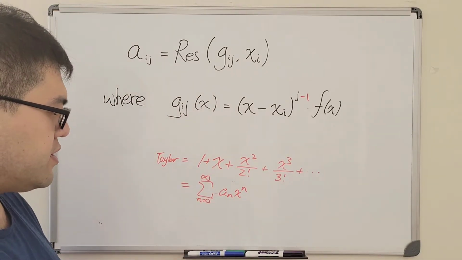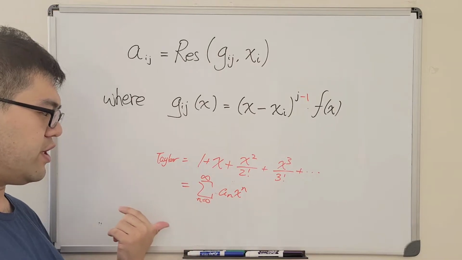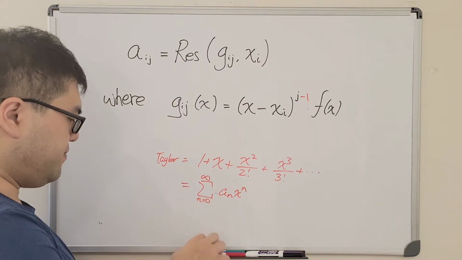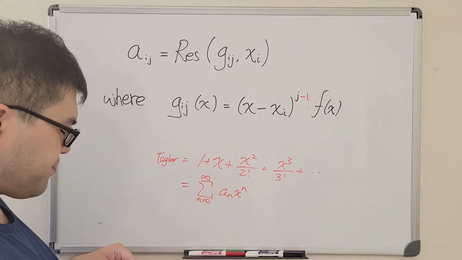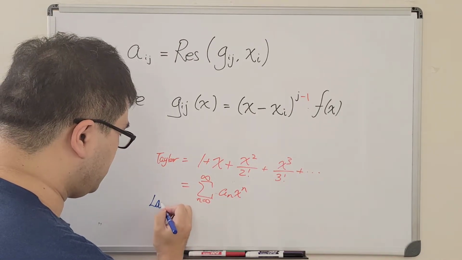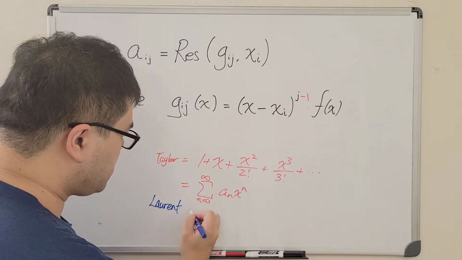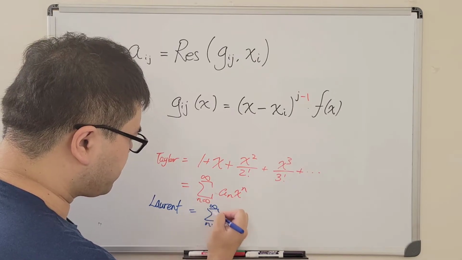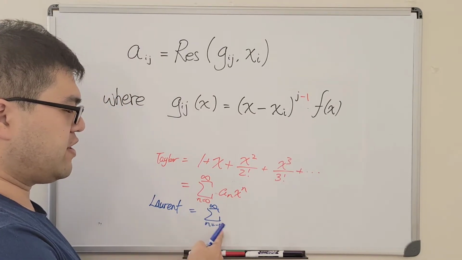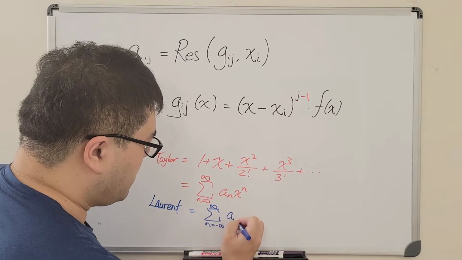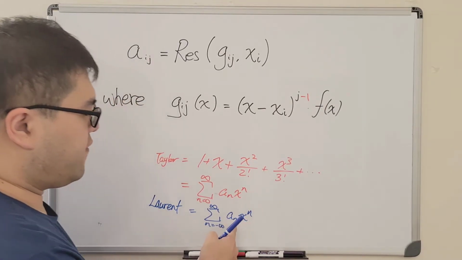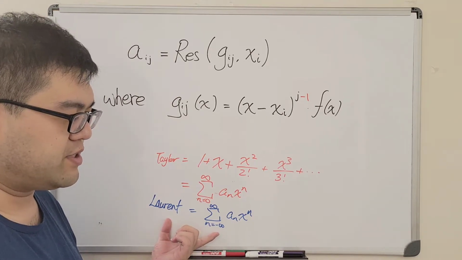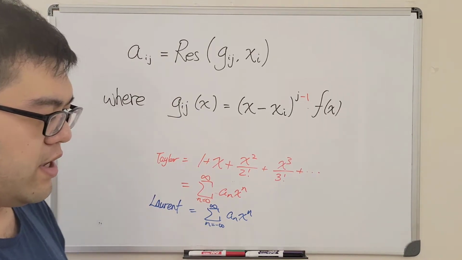This is the Taylor series, and the Laurent series will also include the other direction, which is the negative exponents. So we will get something of the form: the sum for n from negative infinity to positive infinity of a_n times x to the n-th power, and that's the Laurent series expansion.